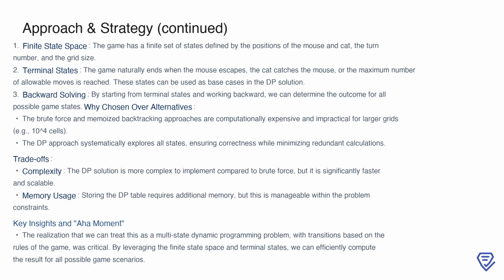Compared to brute force and memoized backtracking, this approach is far more practical for large grids, as it systematically explores all states without redundant calculations. The trade-off lies in the complexity of implementation and the additional memory required for the DP table, but these are manageable given the problem's constraints. The key insight that made this approach successful was recognizing that the game could be treated as a multi-state DP problem, with transitions governed by the game's rules. This understanding allowed us to efficiently compute outcomes across the entire state space.